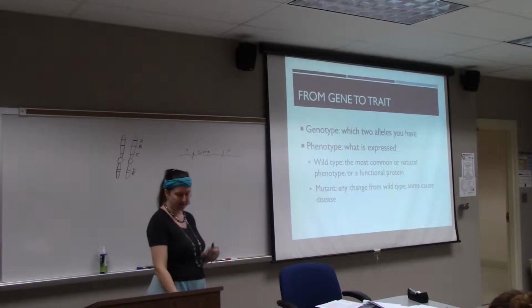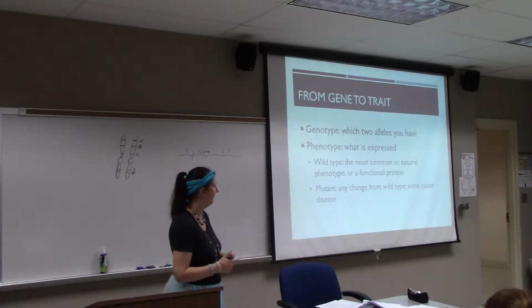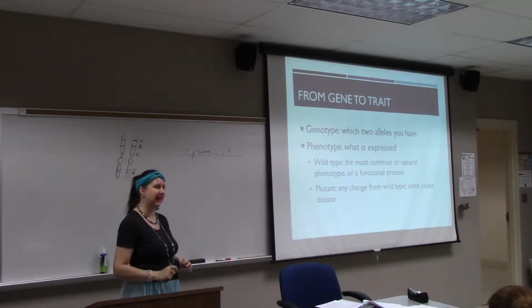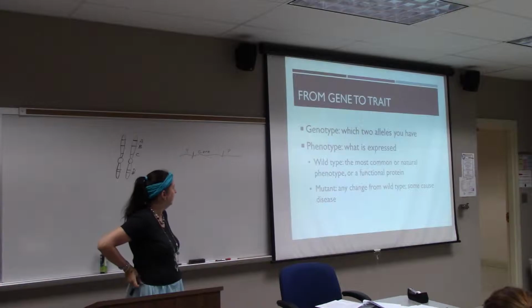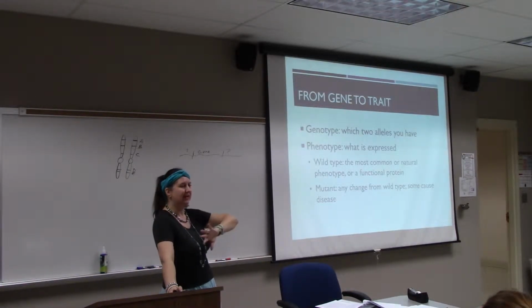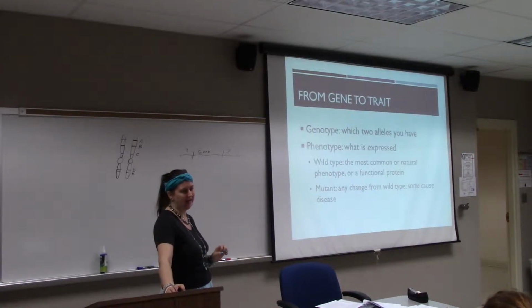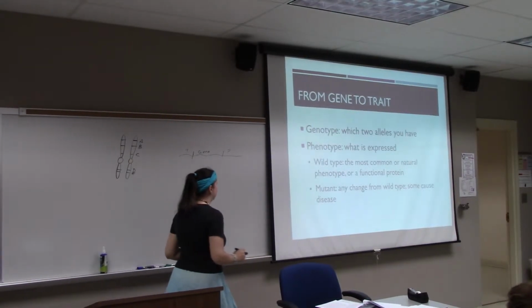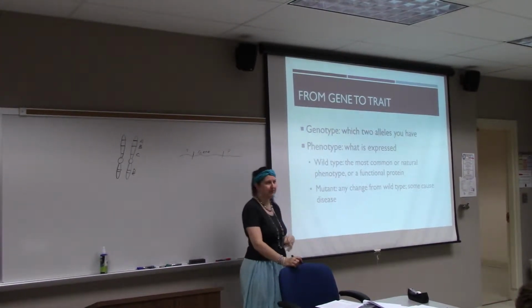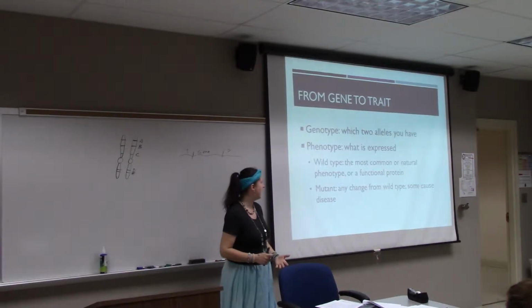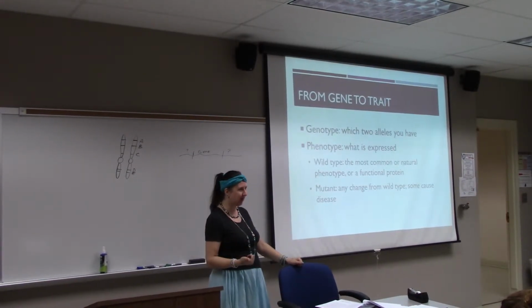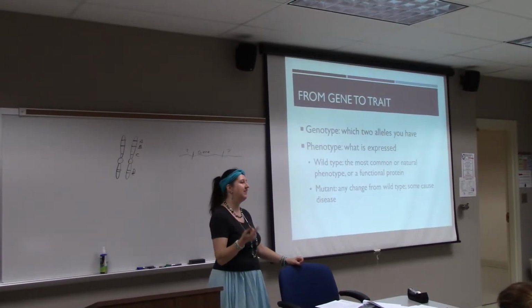The genotype is which alleles you have. And that would be shown as 2 letters, or sometimes it's multiple letters or another kind of symbol. The phenotype is what trait you have, and that comes from your genotype. Some terms that are used here, wild type means the most common or the natural form. This is either the most common phenotype or it's a protein that's functional.